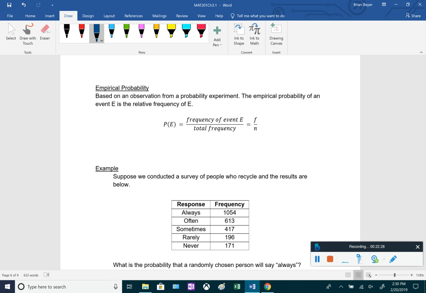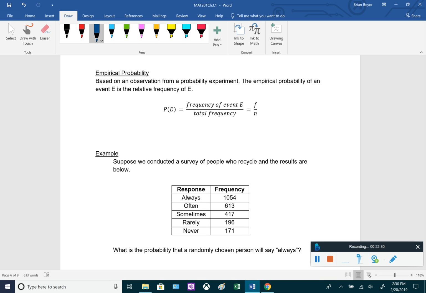Okay, and then the next, so that was classical or theoretical probability. The next type of probability is empirical probability. So empirical probability is based on an observation from an experiment that we've already done. So the empirical probability of event E happening, it's just the relative frequency. So the probability of event E is the frequency of event E divided by the total frequency, which with symbols, it's going to be F over N.